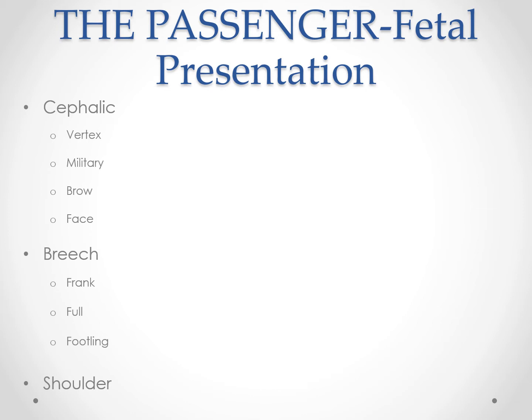This means that the chin is flexed onto the chest. That helps to present the smallest diameter of the fetal head into the pelvis first, so that will facilitate the process of birth and vaginal birth. Unlikely that military, brow or face will be delivered vaginally unless you have a very optimum pelvis and perhaps a small fetus. Otherwise, those will probably be delivered by cesarean. In the breech position, there can be frank, full, or footling, and I believe I have some pictures here to show you of those in just one moment.